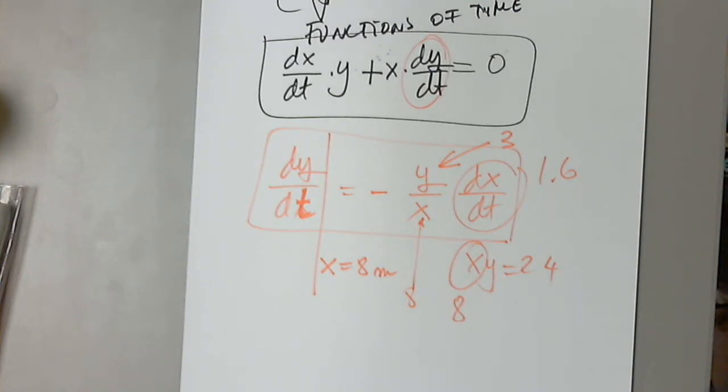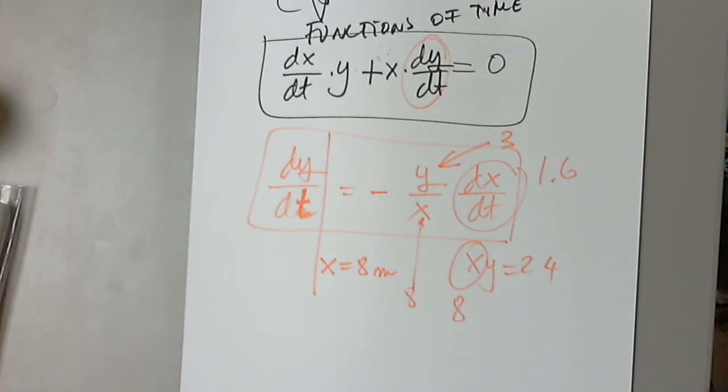Before we put everything in, do you have any questions? Were you able to follow this? Any questions? Is this okay? Why is y 3? Because x times y is 24. We determined the equation x times y equals 24. And when x is 8, y must be 3.